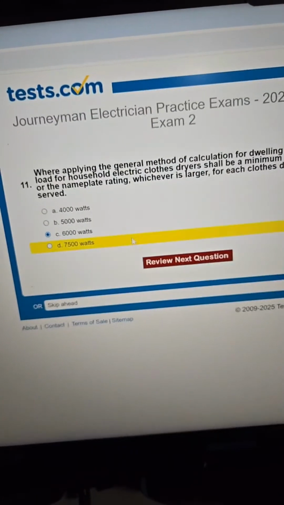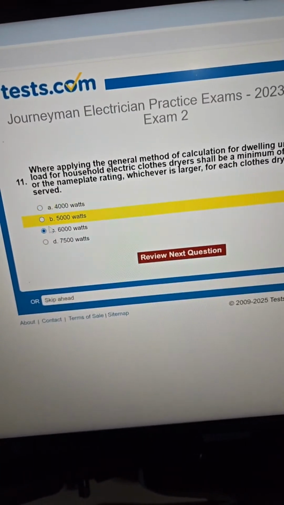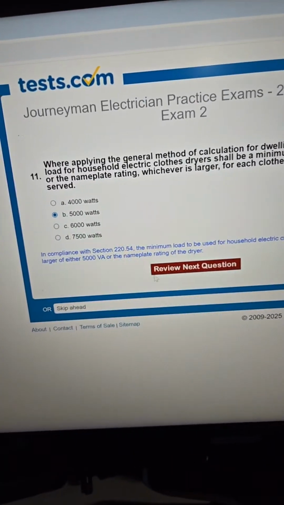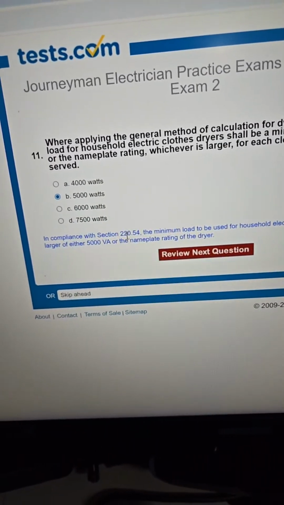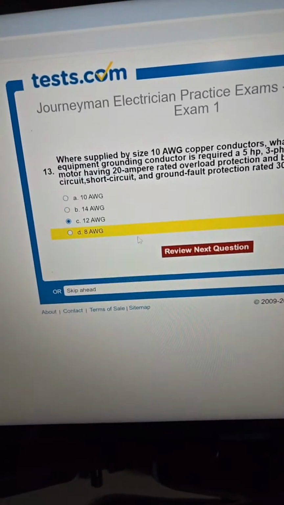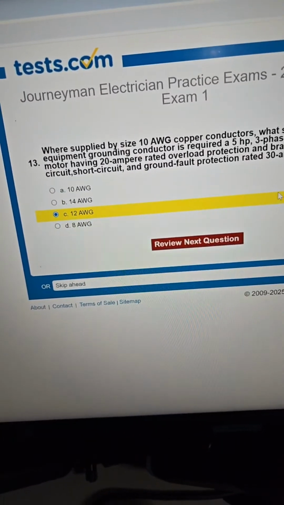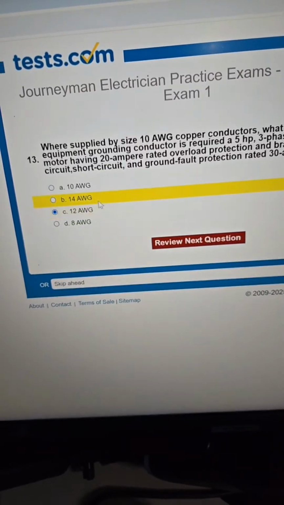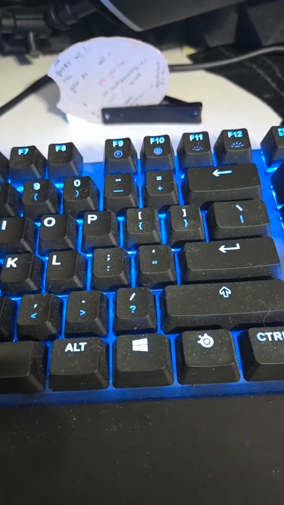We still don't have a code book in front of us. It must be 7,500. Must be 5,000. Yeah, there you go. 220.54. Next. Now this one here, we can look this up. Let's look it up. This one's lookupable.